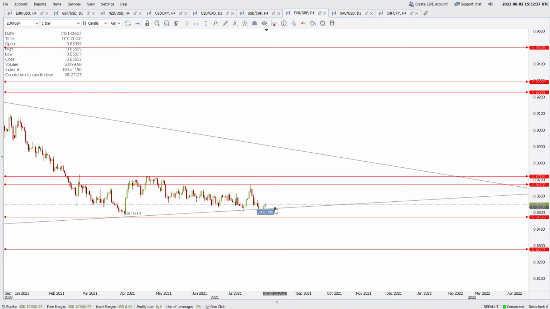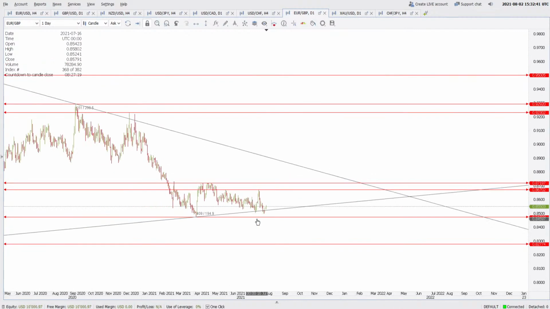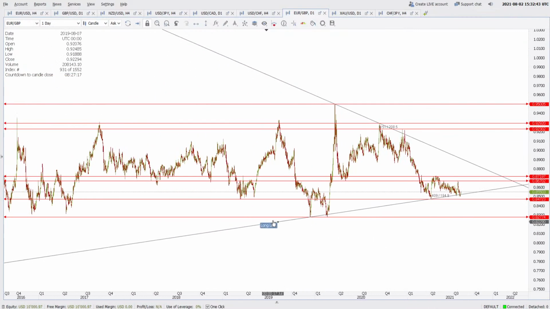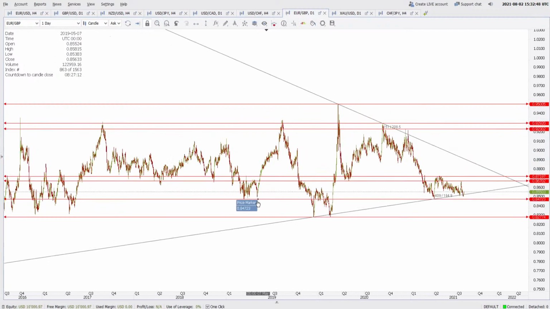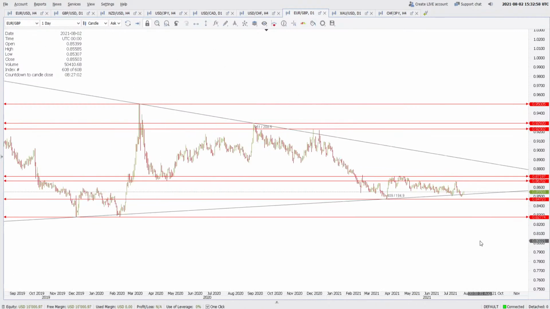And even if that is broken, then we have 0.84723. This is a very important support for the price. You see how well it behaved in the past. So I think this is going to be a very good support for the price today or tomorrow also, if the price breaks. And if that is broken, then 0.8277 will be exposed in this market.